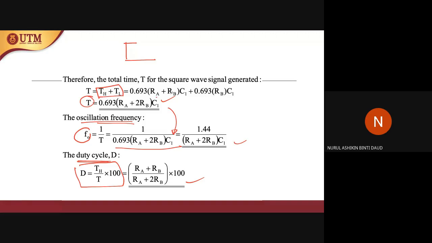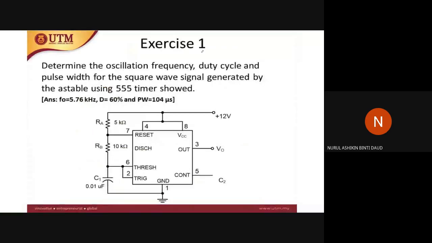All right, so exercise 1. Determine the oscillation frequency, duty cycle, and pulse width for the square wave signal generated by the astable 555 timer shown. And the answer is here. If it is not mentioned what type of configuration this is, you identify it by looking: pin number 2 and pin number 6 are connected together, so straight away you know it is an astable configuration.